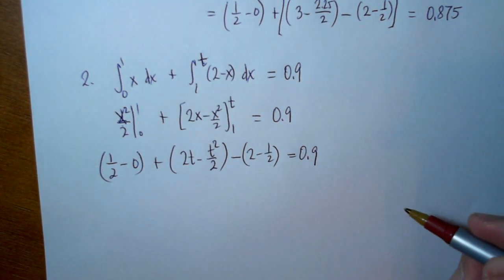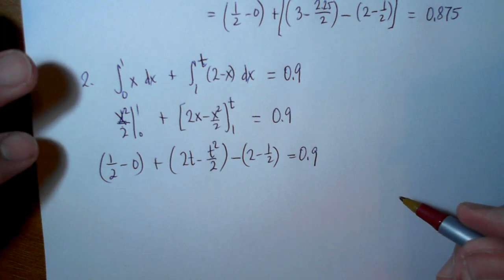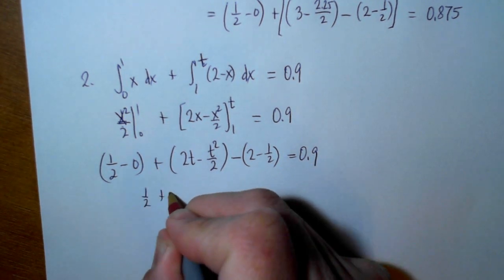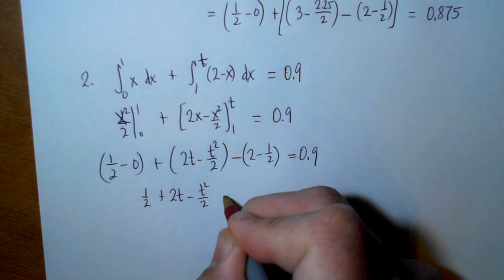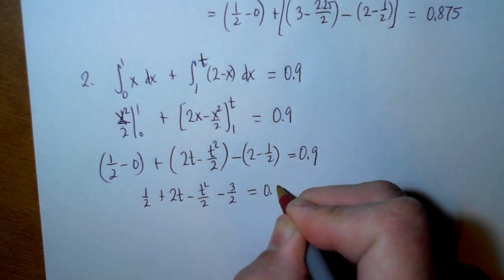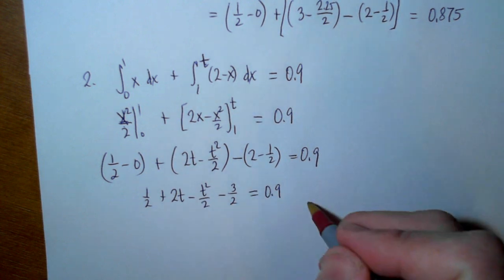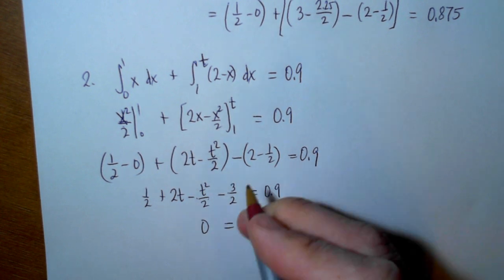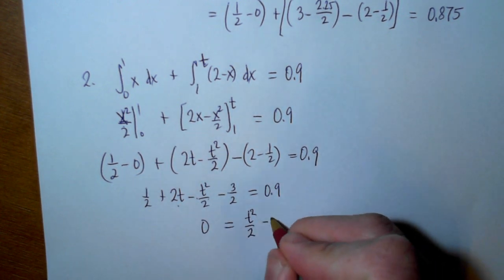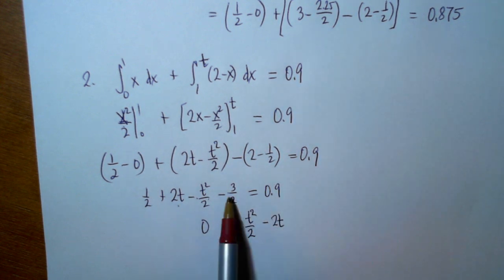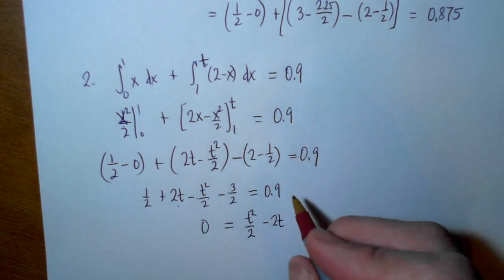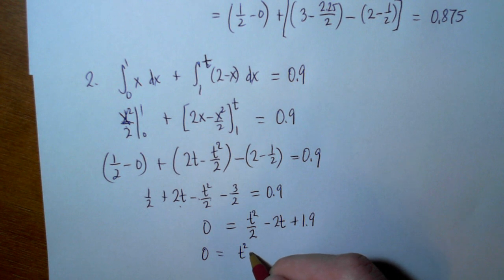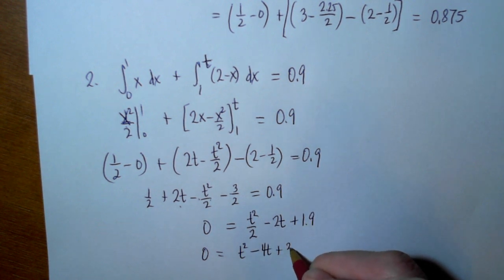And now this becomes an algebra problem to solve for the value of t. Okay, so let's start simplifying this as best we can. We get 1/2 plus 2t minus t squared over 2 minus 3/2 is equal to 0.9. Let's bring everything over to the right-hand side. So this negative t squared over 2 becomes positive t squared over 2. The plus 2t becomes minus 2t on the other side. 1/2 minus 3/2 is minus 1, which comes to the other side as plus 1. So I get plus 1.9 over here. And for the sake of simplicity, let's double it. So we have t squared minus 4t plus 3.8.